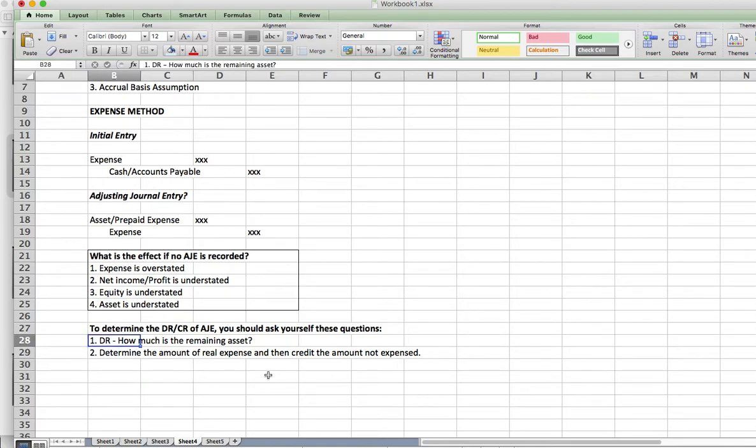So again, kung hindi given, kung ilan yung remaining asset, kung alam mo kasi kung ilan yung remaining asset, pag sinabi, madali na lang ang adjusting journal entry mo. Debit, asset, credit, expense. Hindi mo naiisipin yung expense side. Pero kung ang given, sinabi lang na this amount was used up or this is the real expense, edi ang gawin mo para malaman mo kung anong adjusting journal entry mo, determine the amount of the real expense, and then you credit the amount not expensed para ang lumabas at the end of the period, ang maging ending balance na expense mo ay yung actual amount of expense.